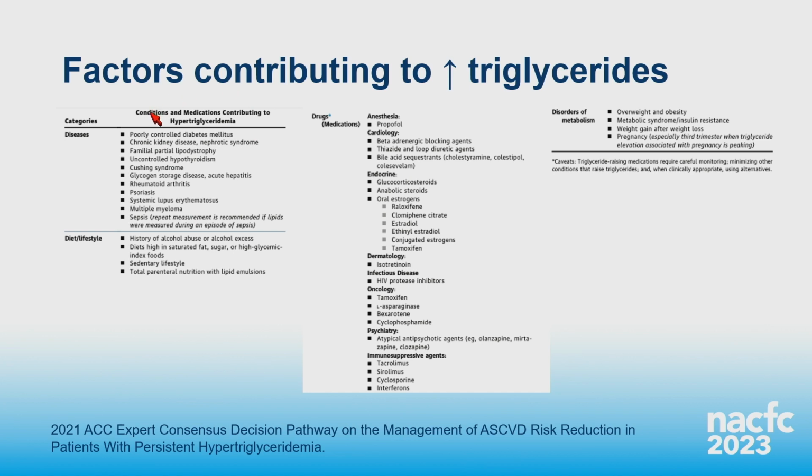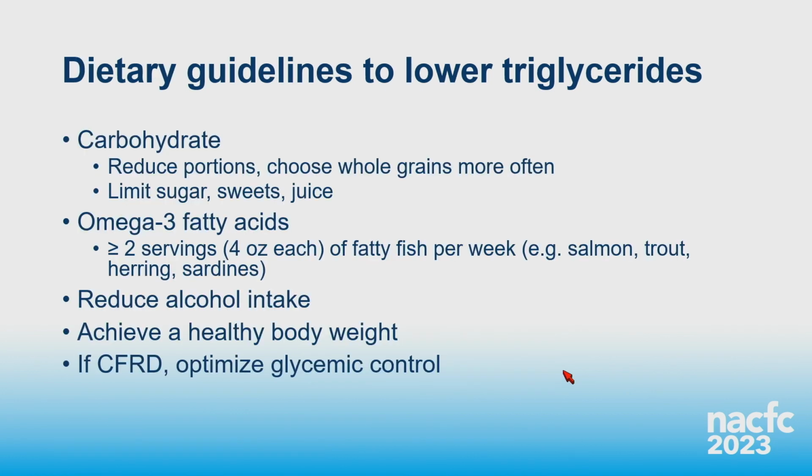So certainly relevant to our patients, poorly controlled diabetes is a big one. From a diet perspective, those that are consuming alcohol in excess, diets high in saturated fat, sugar, or high glycemic index foods. When we look at medications, glucocorticosteroids, some of the psychiatry meds that might be used in our population, such as mirtazapine, and then immunosuppressive agents for our post-transplant population. So the guidelines state if you can switch someone to a different medication that does not increase triglycerides, that would be ideal, but I don't know how practical that is for many people.